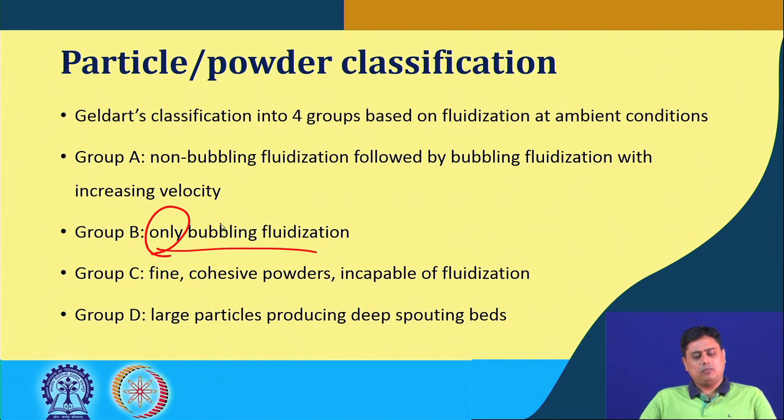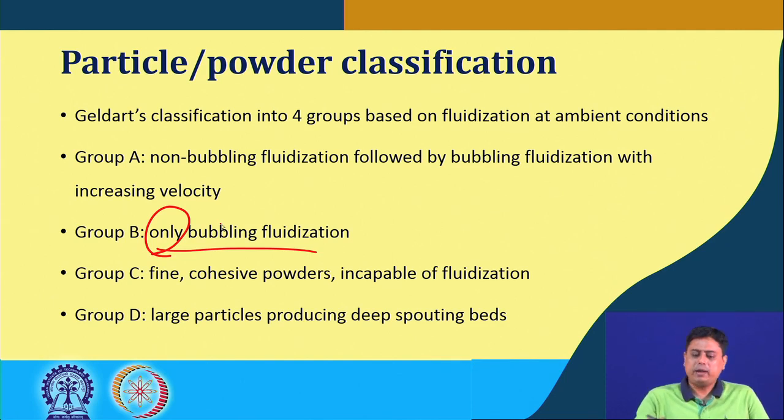Group C are very fine, cohesive powders, and basically these particles are incapable of fluidization. Those particles are very fine, powdery in state, and they have cohesive bonds, so they are incapable of fluidization and are categorized as group C particles. And group D particles are relatively larger size particles that produce deep spouting beds.